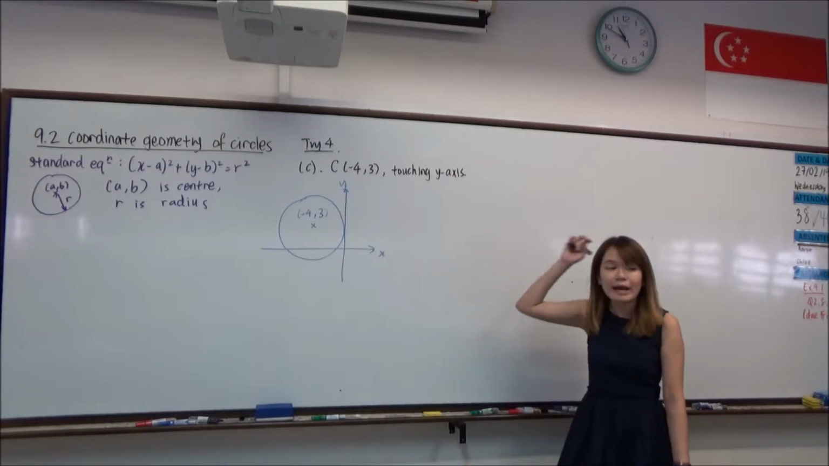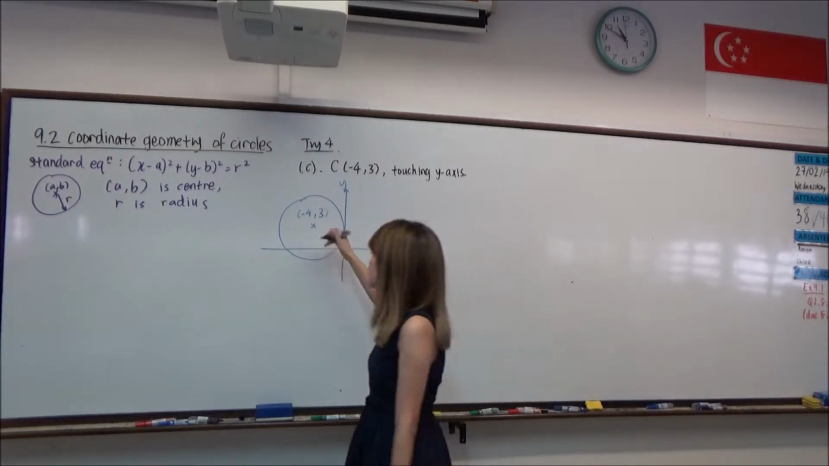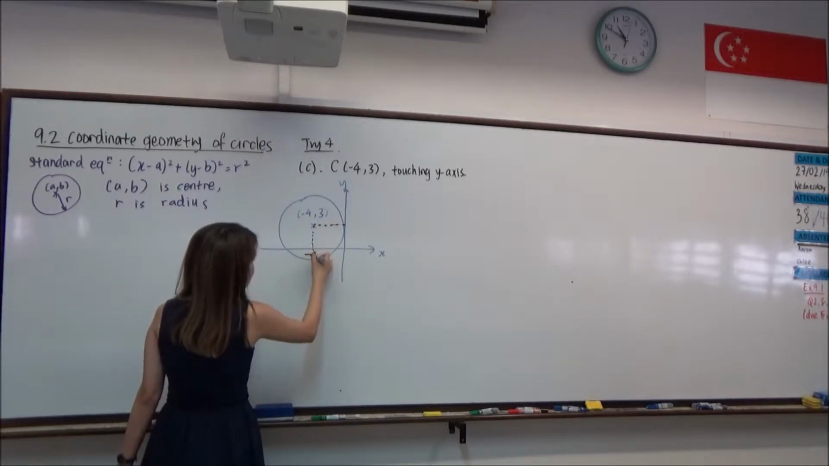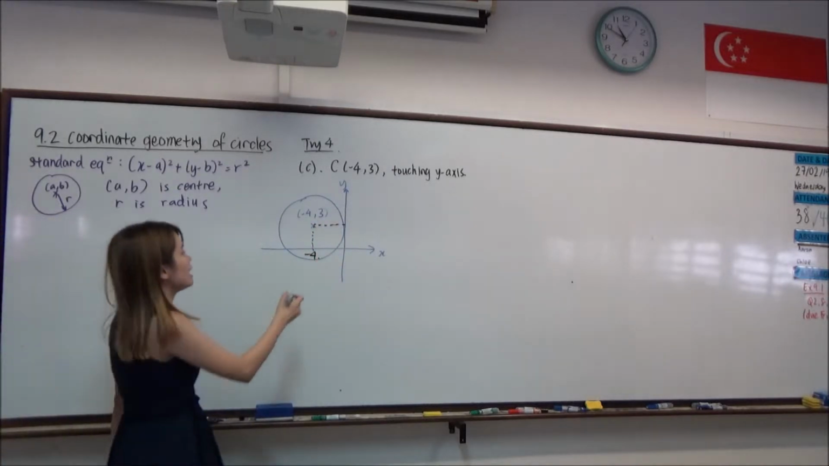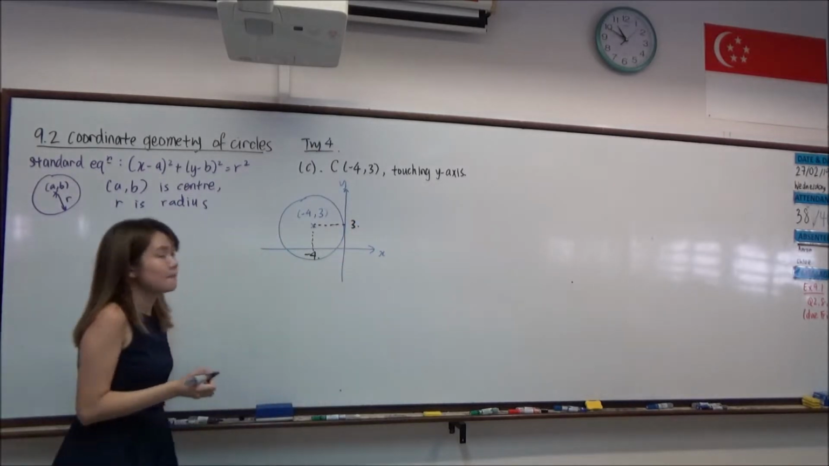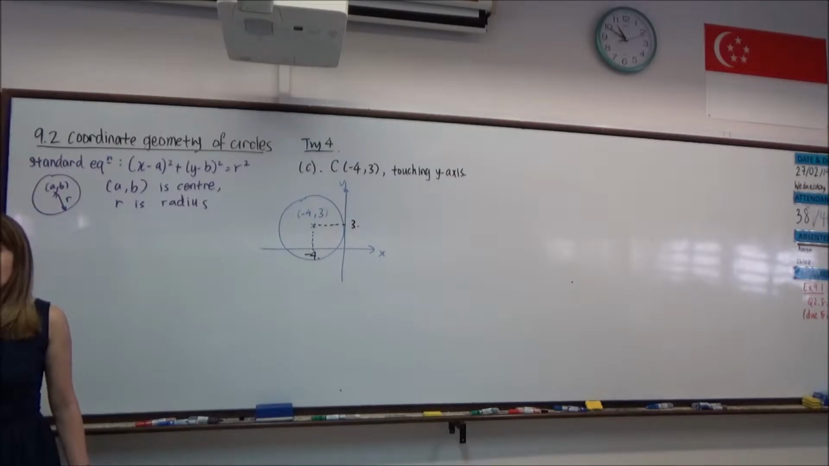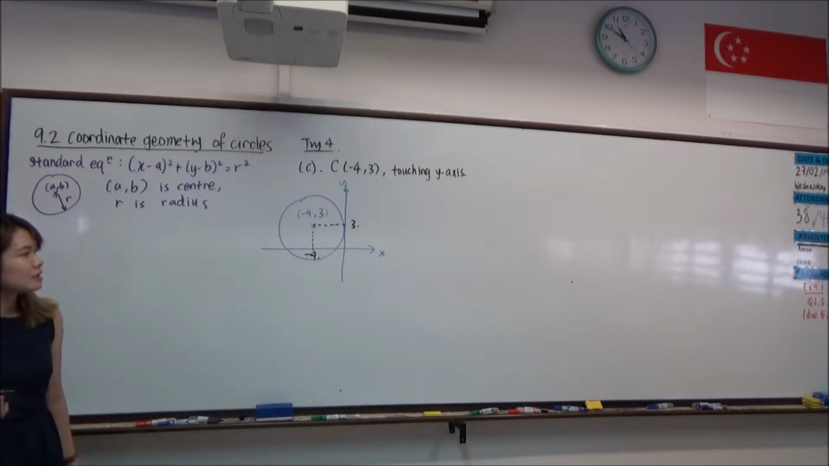So touching the y-axis, maybe let me label the axes based on the center. So this will be -4, and then after that, this will be 3. If I label it in this manner, could you find out what is the radius? What would the radius be? Radius: 0 minus -4. Radius value 4.